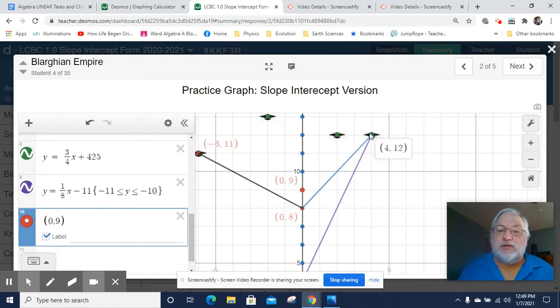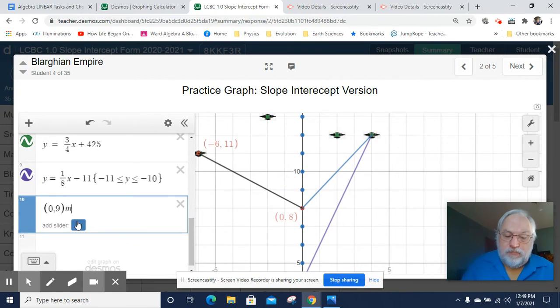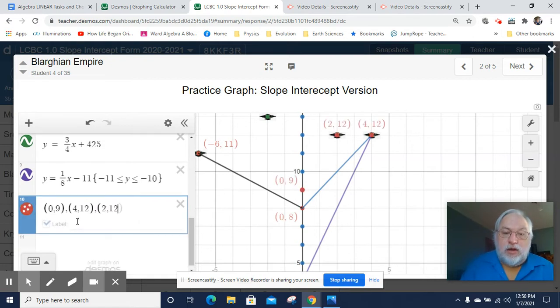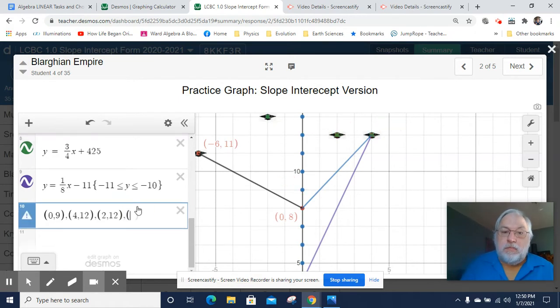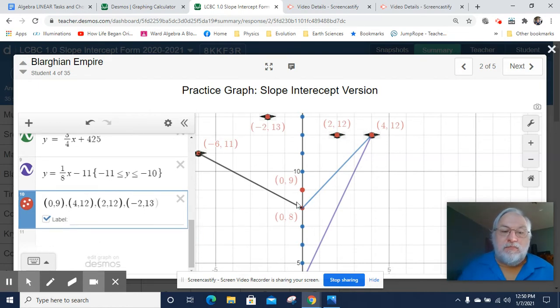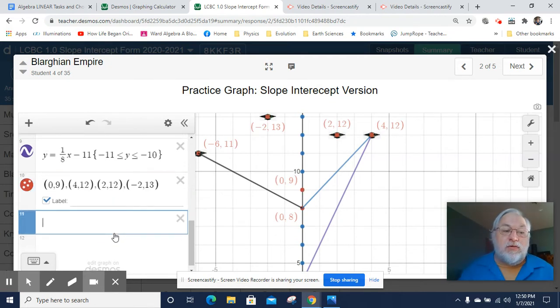So this ship here is at 4, 12, and that one is at 2, 12, and this one here is at negative 2, 13. So I've got those 3 points that I would be targeting if I were an Earth defender here at 0, 9. Let's start creating equations.